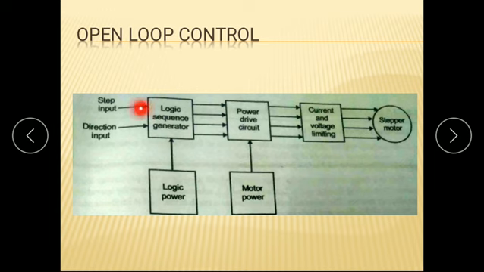So the input for this generator is step input and direction input. Direction input means backward or forward. So if you excite the phases in the sequence A, B, C means it will give forward direction. C, B, A means it will give backward direction. So that sequence is represented in direction input.